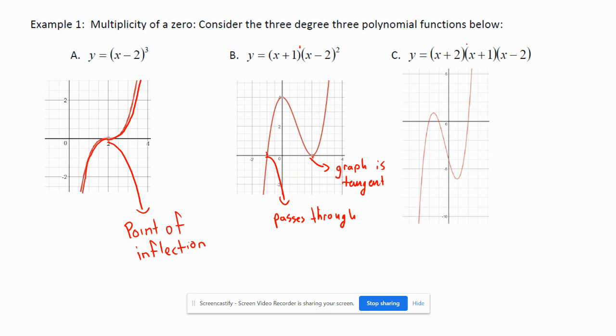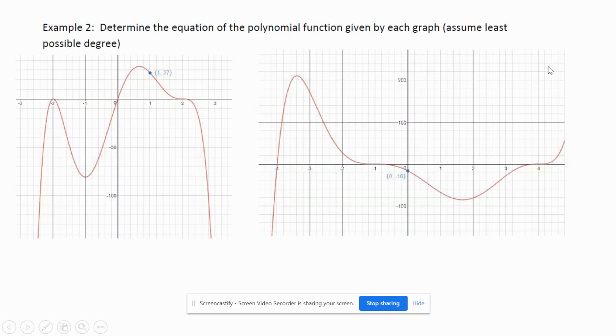Look at the third example. Again, this is a degree 3 polynomial, so when I expand it, I will have an x cubed. But the multiplicity of each factor is 1. So at the root of -2, it passes straight through. At the 0 of -1, it passes straight through. And at the root of +2, it passes straight through as well. So for all three of these, the graph passes through. We need to understand these properties when we're examining the graphs of other polynomial functions.